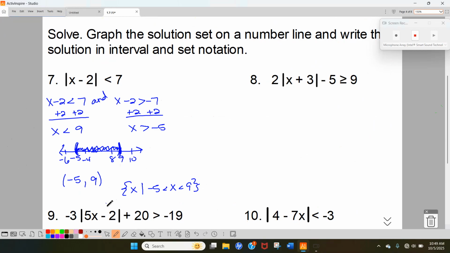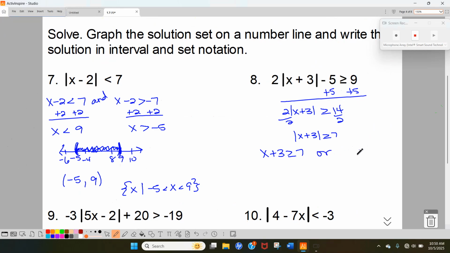All right, so number 8, we're going to add 5. We're going to divide by 2. And then we can split. So x plus 3 is greater than or equal to 7. Since it's greater, we're going to have an or. And then x plus 3 is less than or equal to negative 7. So subtract your 3. So x is greater than or equal to 4. X is less than or equal to negative 10.